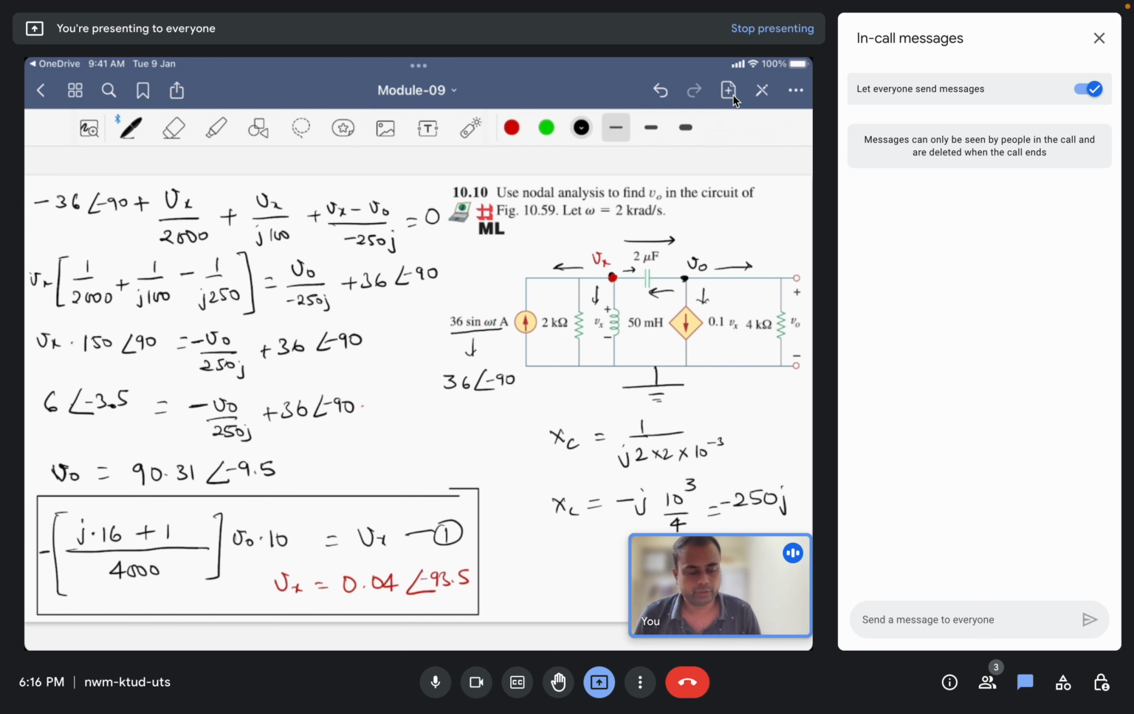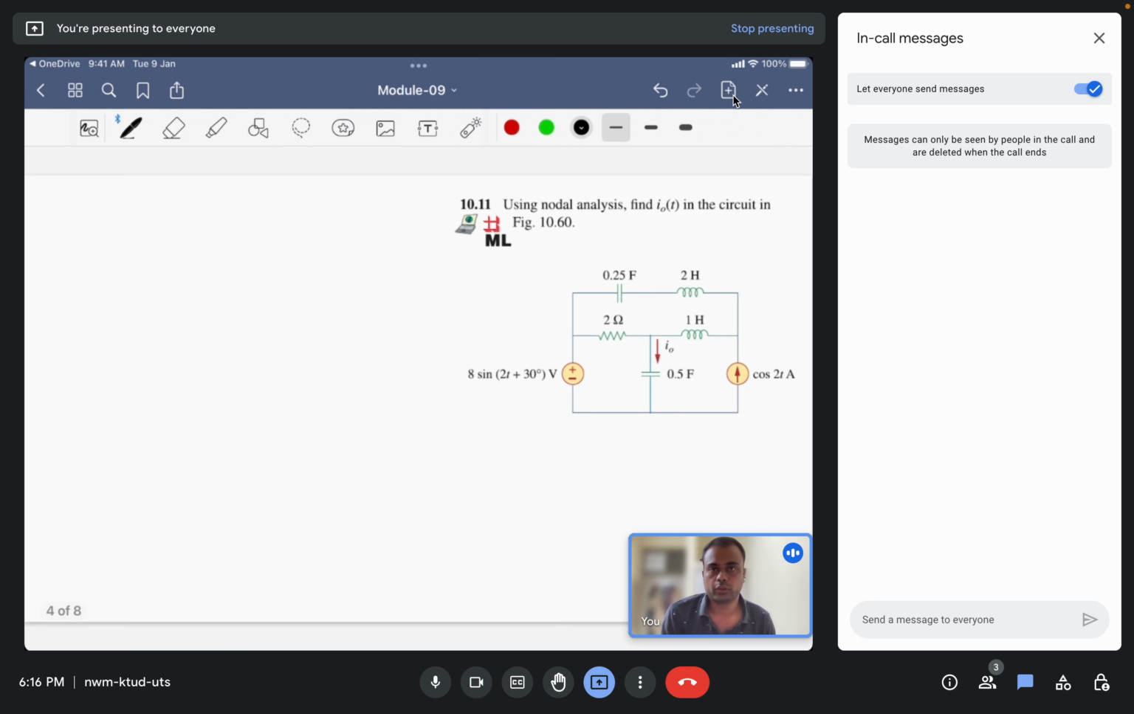So let us move to next problem. Again, in the given problem we have to use nodal analysis to find the current in this given circuit. We have 3 nodes. The voltage at this node is already known. First of all, let us ground the node, and the other nodes are this node and this node. Let us call this V1 and this V2. Again we have to write 2 equations separately for V1 and V2 to solve, and finally once we get V1 we can calculate I0.